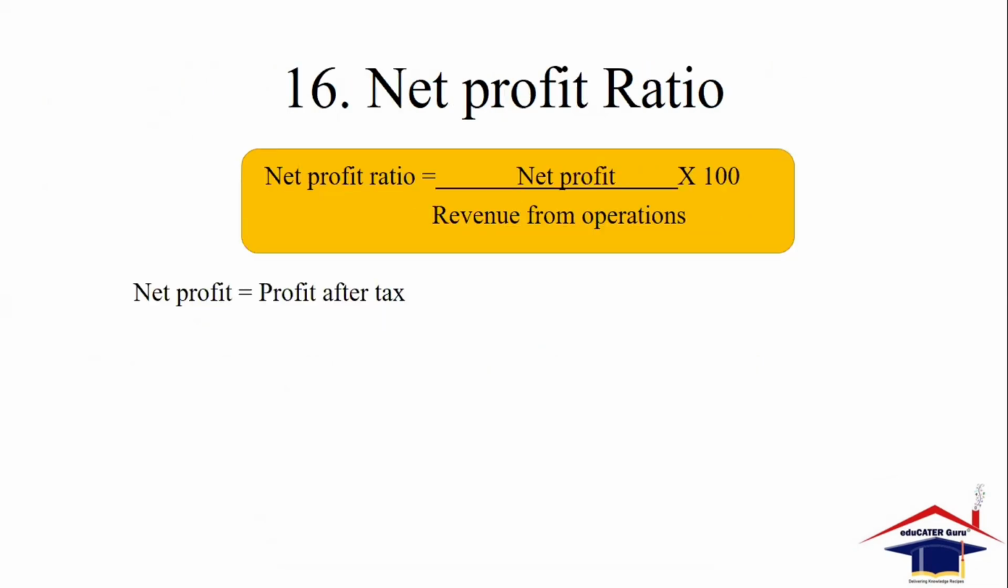Next, net profit ratio. Net profit comes in the profit and loss account. So that ratio formula says net profit divided by revenue from operations into 100. So you'll get the percentage. Here net profit is to be considered only as the profit after tax. After deducting the tax, whatever profit you get, that is called net profit.